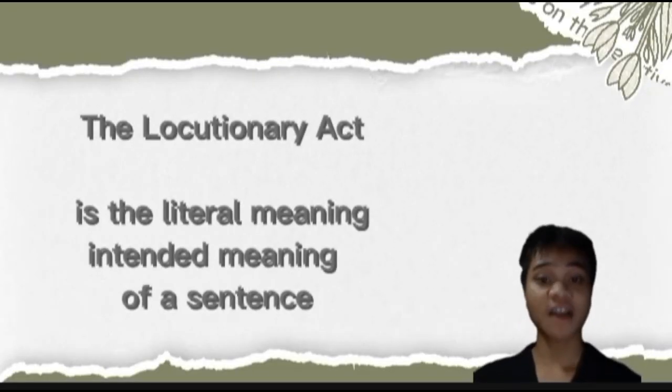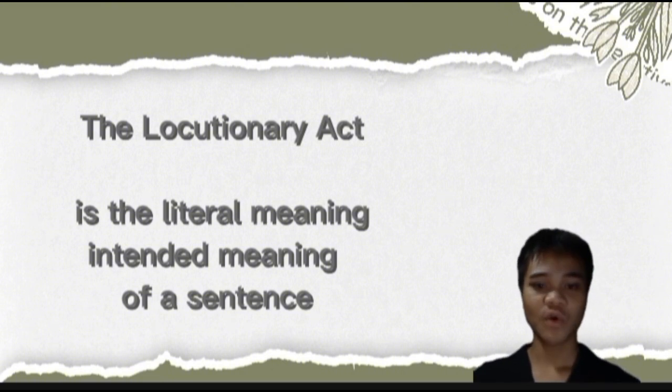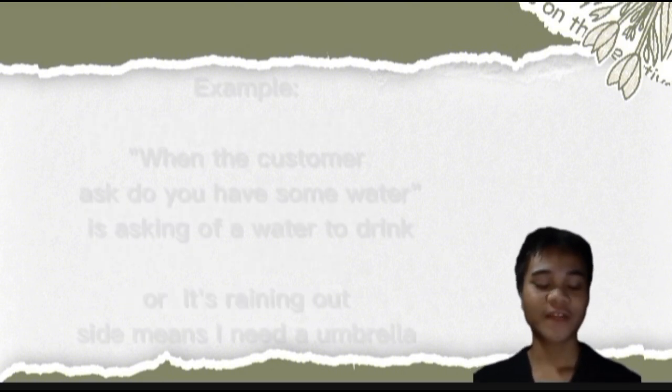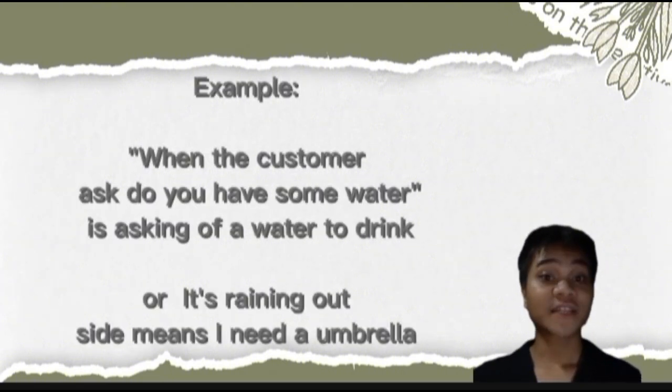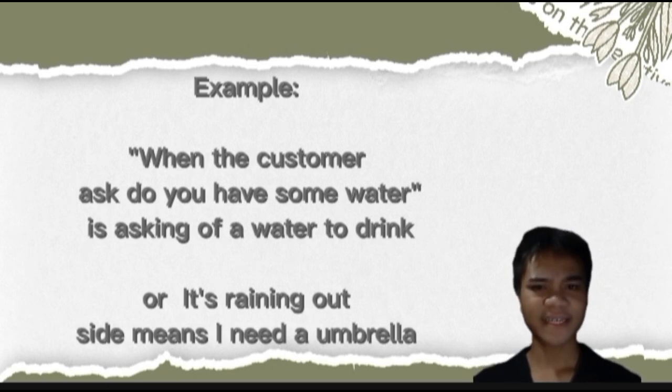First, let's discuss the locutionary act, or in short, the literal meaning. For example, I would like to order a cup of coffee means that the speaker wants to order a cup of coffee. Or it's raining outside, the literal meaning being that outside it has been raining.